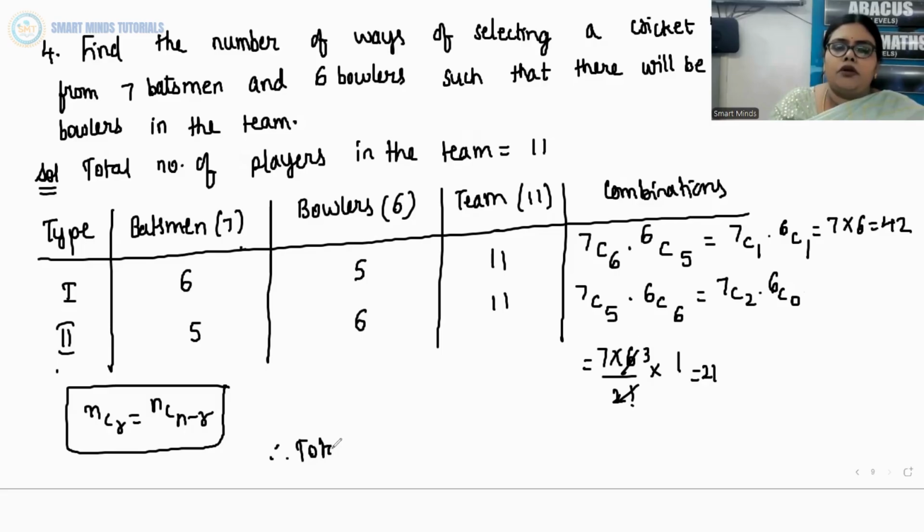Therefore, total number of ways is 42 plus 21, that is 63.